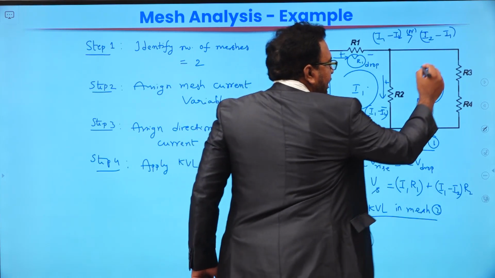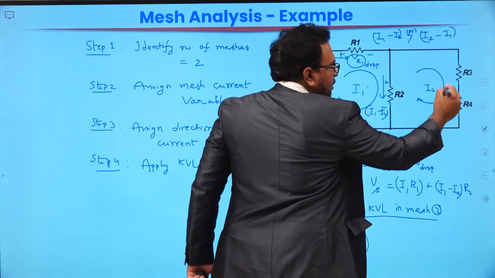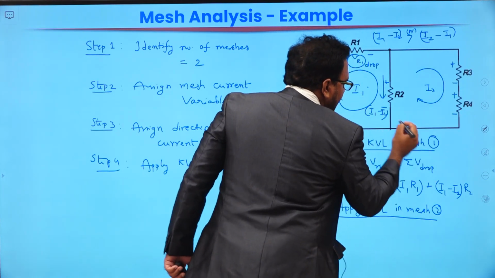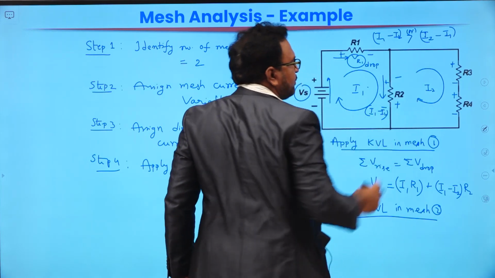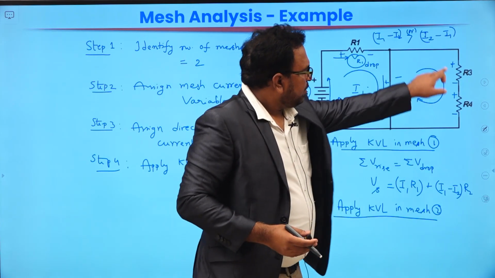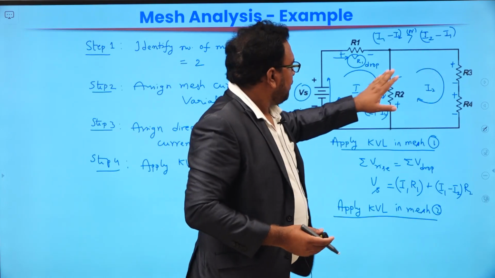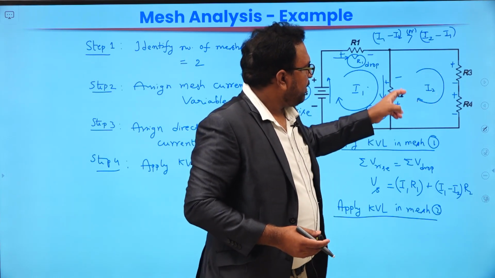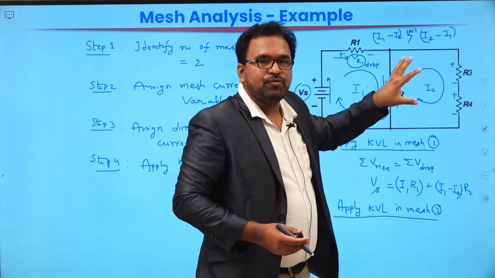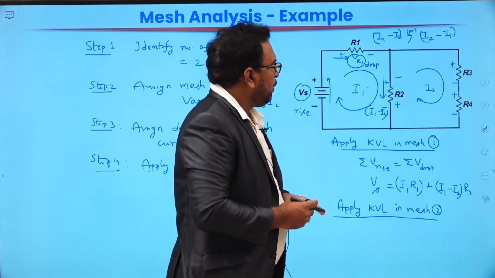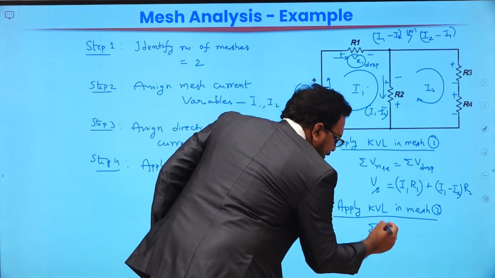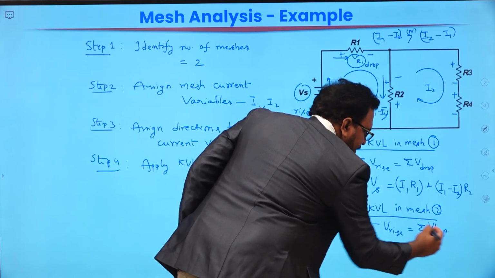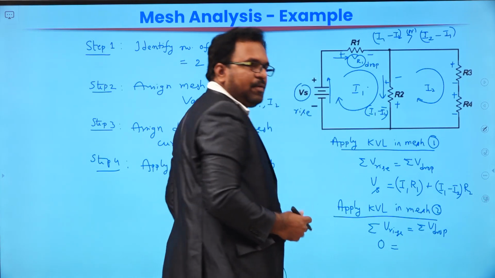Now how are we going to indicate the direction here? The current is flowing clockwise. So in case of R3 the current is going down, so plus minus, and here the current is going upwards, so plus minus. These signs are confined to mesh 2 only. Mesh 1 signs will be different, mesh 2 signs will be different, because those signs are assigned based upon the current direction we have chosen in mesh 2. Now according to KVL, sum of voltage rises equals sum of voltage drops. Since there is no source here, the voltage rise is always 0.